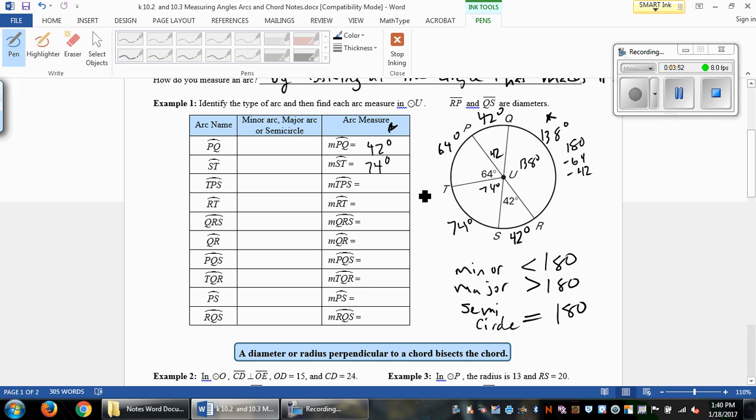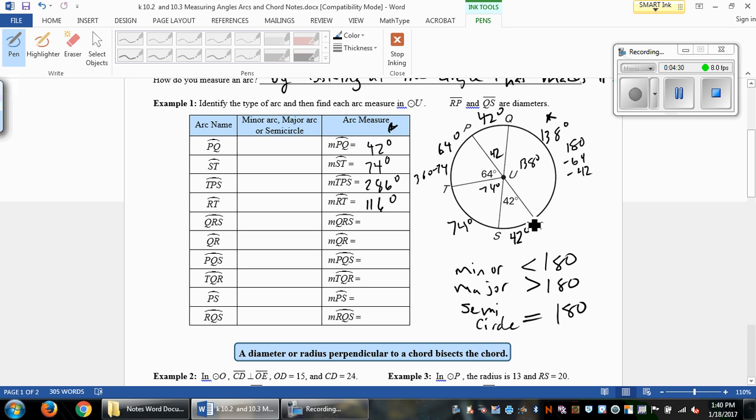So we have TPS, so it actually is going to be going all the way around. It's a major arc, so it's going to be bigger than 180 degrees. It is actually 360 degrees minus the 74. So that leaves us with 286 for that one. RT is here and here, so all the way around, passing S. And so we add them together, 74 and 42, we get 116 degrees.